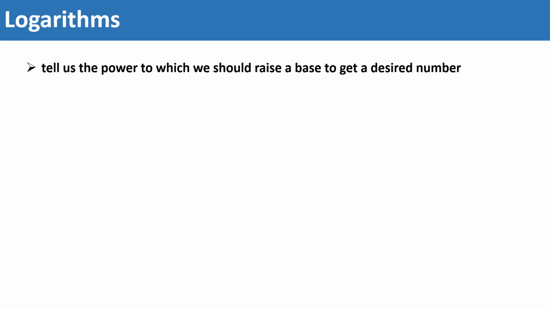A good way to think of logarithms is that they tell us the power to which we should raise a base to get a desired number. For example, since 2 to the 4th equals 16, and the log base 2 function undoes the work of the 2 to a power function, it follows that the logarithm base 2 of 16 equals 4.